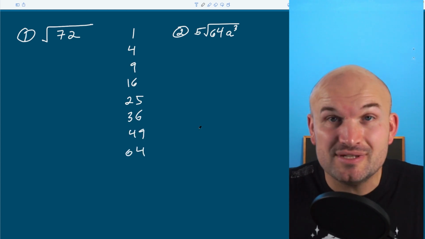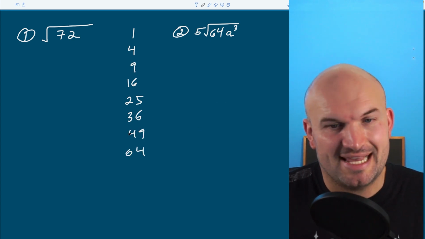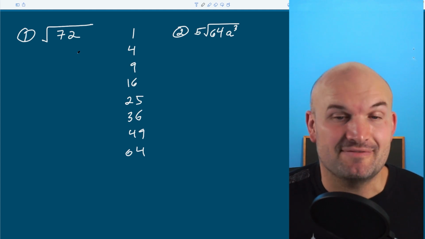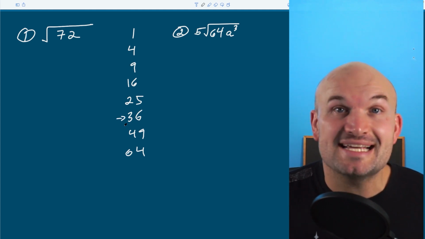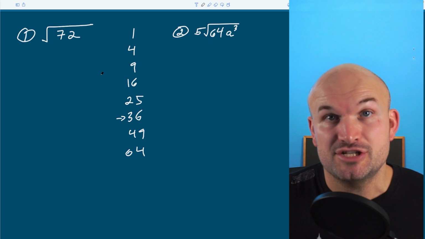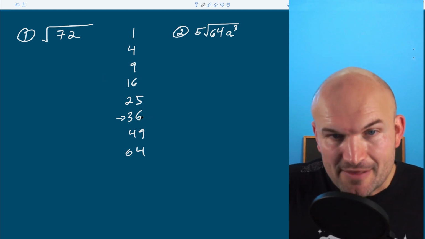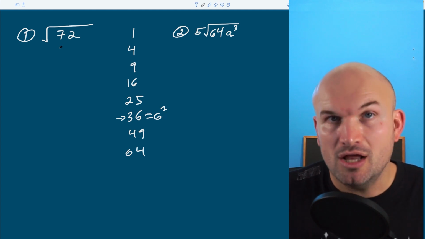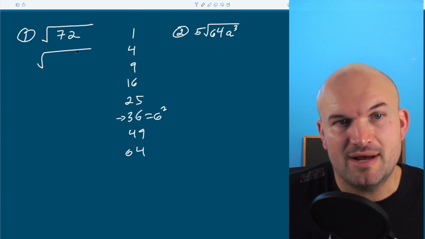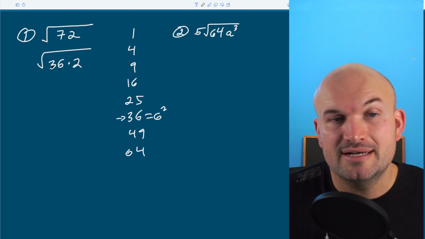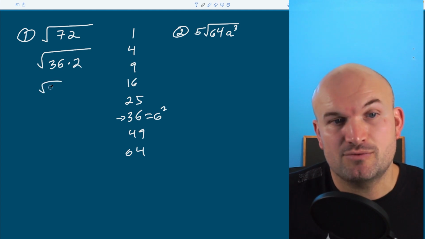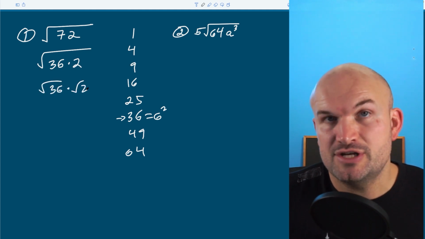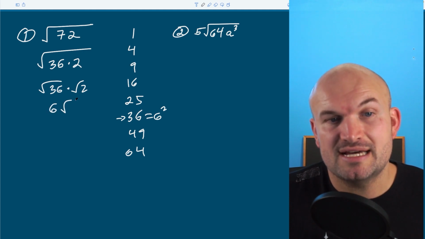Okay, and now you can see that out of all of these numbers, because I can't go up any higher to divide into 72, 36 is the highest number that divides into 72. And again, that divides into it evenly. And 36 is a square number because I can rewrite that as 6 squared. So all I'm simply going to do is rewrite 72 as 36 times 2. Now I can break this up into the square root of 36 times the square root of 2. The square root of 36 is going to be 6, so we get 6 times the square root of 2.